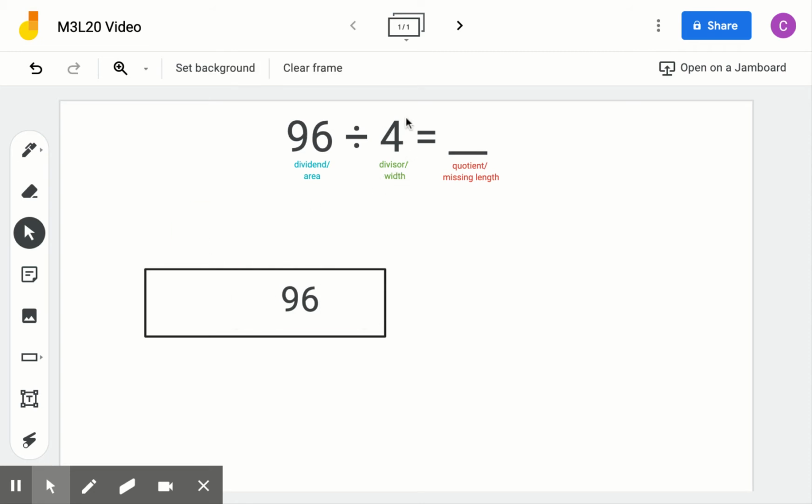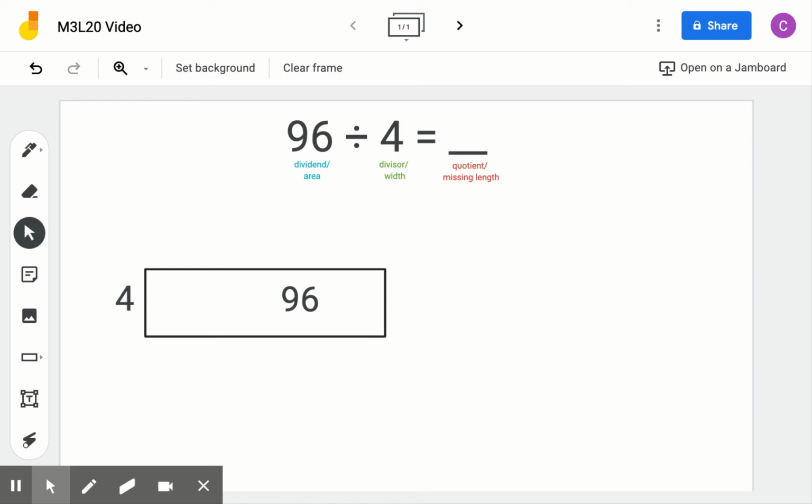4 is our divisor. It's what we're splitting 96 up into, 4 equal pieces. And on the area model, we know that the divisor is our width. So I'll label that. And we know that this missing part over here, the quotient, is actually the missing length of our rectangle. We don't know what that is yet. But we do know we can take the area, 96, and divide it by the width that we know to find the missing length.